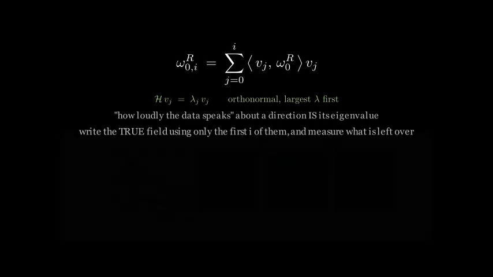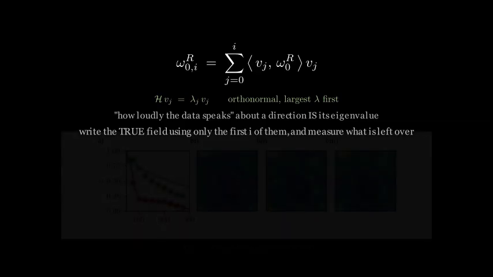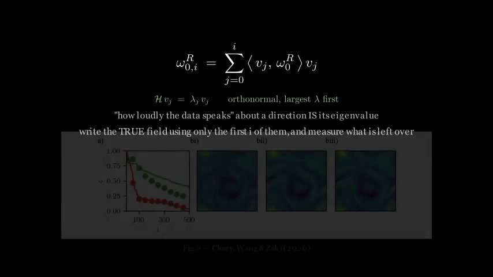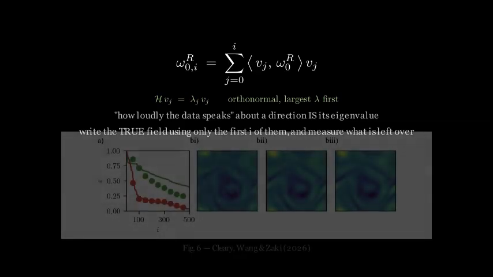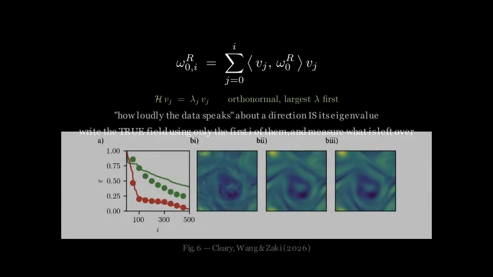Green is the state space adjoint basis. Red is the latent one, and the vertical axis is the fraction of the true field still missing. At Reynolds 100, directions leave 75% unaccounted for in state space and 20% in latent space. 500 directions, 50% against 5. The 3 panels on the right are the reconstructions themselves. The state space one's still speckled, the latent one almost indistinguishable from the truth beside it.